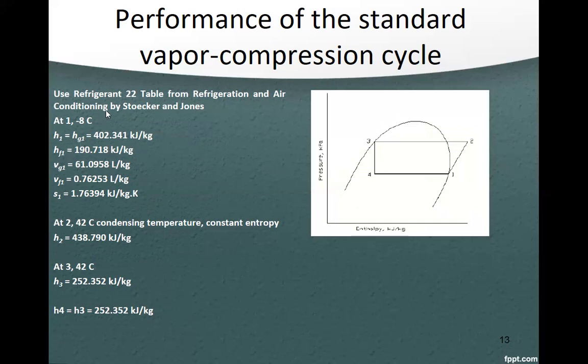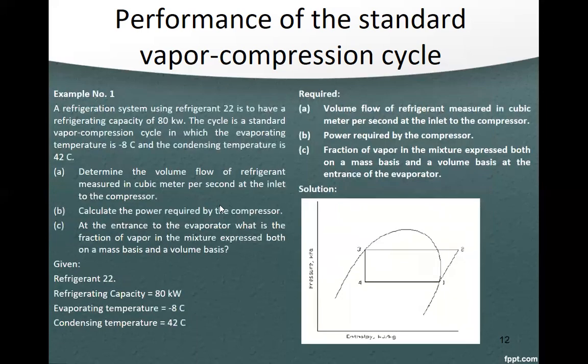Zero C o ano yung isa? 32 Fahrenheit, or 0 Fahrenheit. Yun din. Tingnan nyo lagi. So this is the pH chart, pressure enthalpy. So yan, constant entropy, vertical line. This is a pressure enthalpy chart. Okay? Ang constant dito is enthalpy. So sa enthalpy, huwag mong gaganon. Linyan ko na lang ng kulay yan.